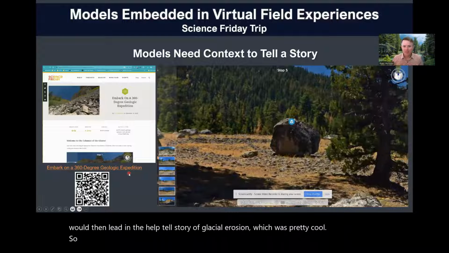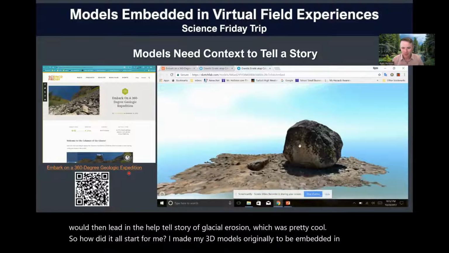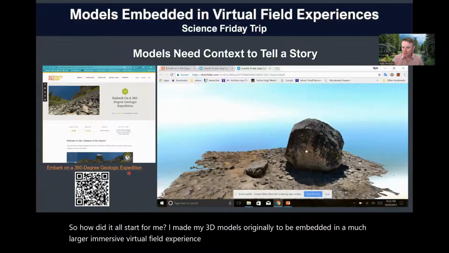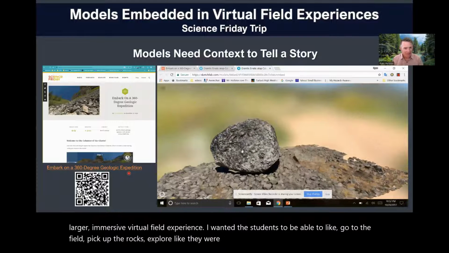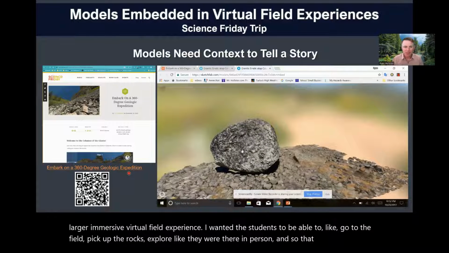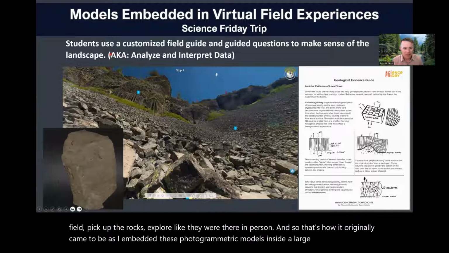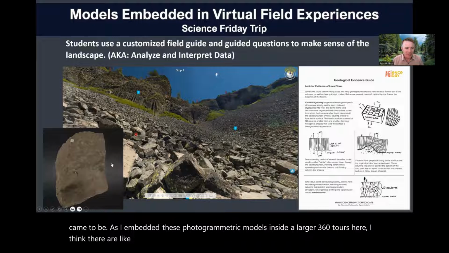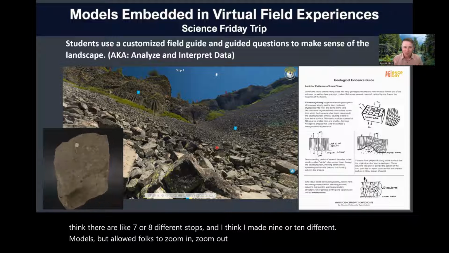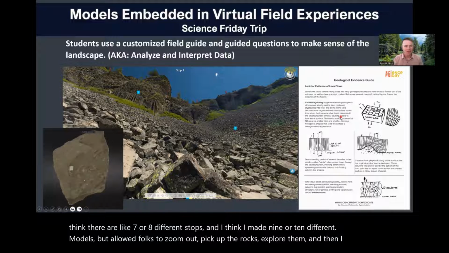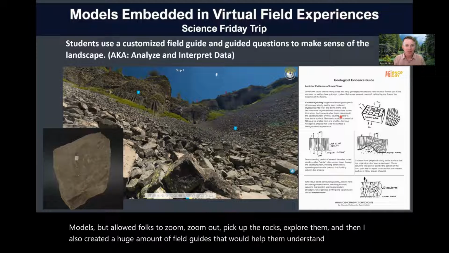So how did it all start for me? I made my 3D models originally to be embedded in a much larger immersive virtual field experience. I wanted the students to be able to go to the field, pick up the rocks, explore like they were there in person. And so that's how it originally came to be: I embedded these photogrammetric models inside larger 360 tours. I think there are 7 or 8 different stops, and I think I made 9 or 10 different models, but it allowed folks to zoom in, zoom out, pick up the rocks, explore them. And then I also created a huge amount of field guides that would help them understand and interpret what they were looking at.